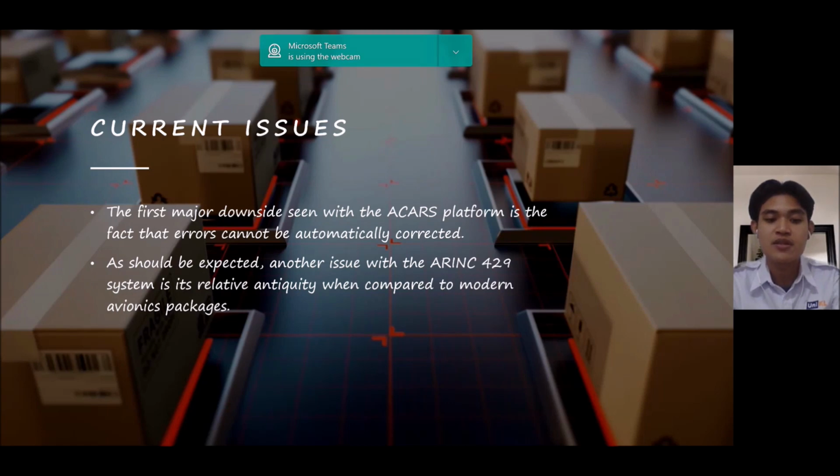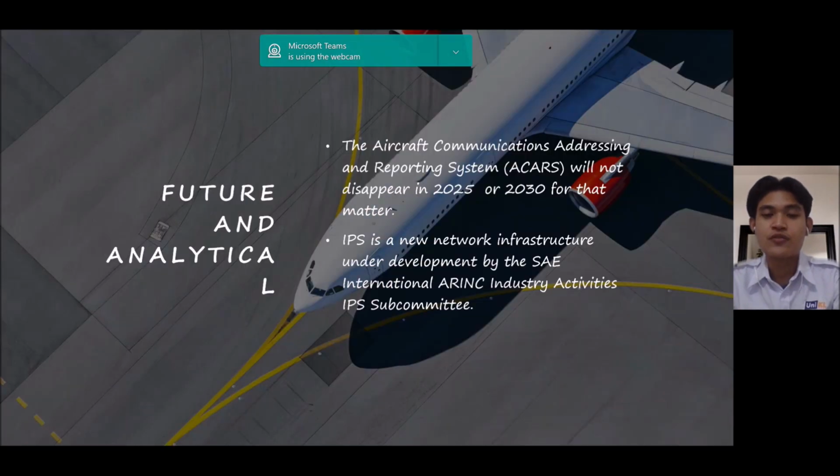Designers and manufacturers have had to consider this parameter, and it is not uncommon for technicians to be forced to work around such cabling. While there is no doubt that there are indeed some drawbacks associated with this framework, it needs to be mentioned that the ACARS system is still one of the most reliable, trusted avionics packages currently in existence. So the next slide is about the future and analytical.